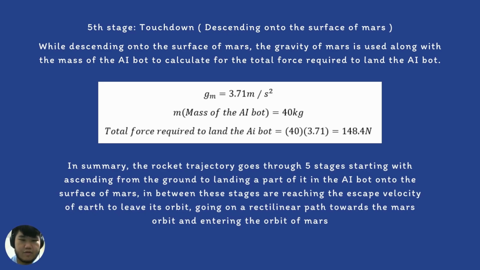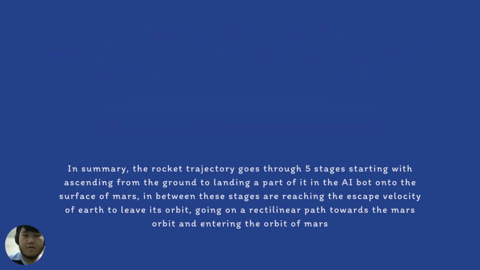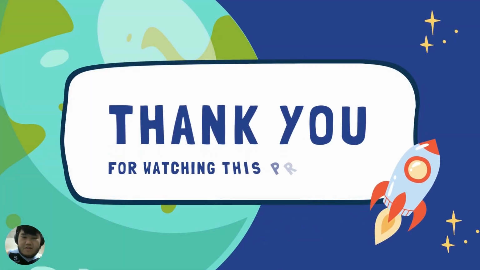So in summary, by having the mass of the board and by using the gravitational constant of Mars, which is 3.71, we're able to find out the total force required to land the AI board. This is also assuming that everything is in rectilinear motion. And hence, thank you for watching.